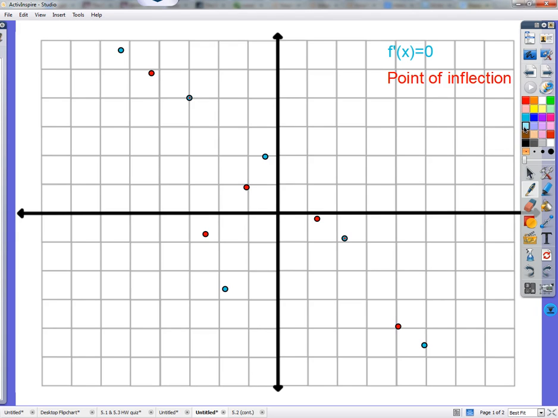Gavin, why don't you give it a shot? All right. It's almost the same color. All right, so we got horizontal tangents and points of inflection.